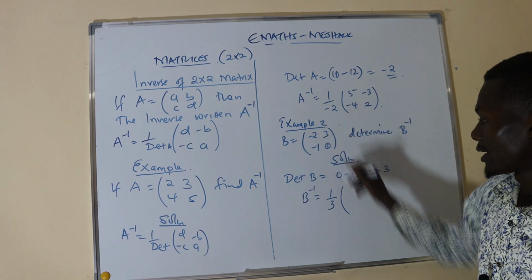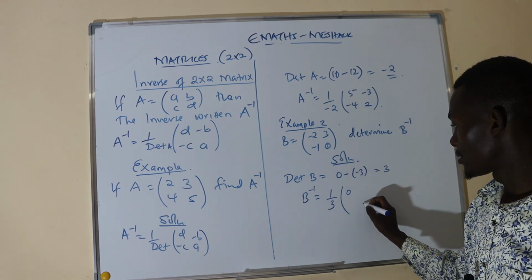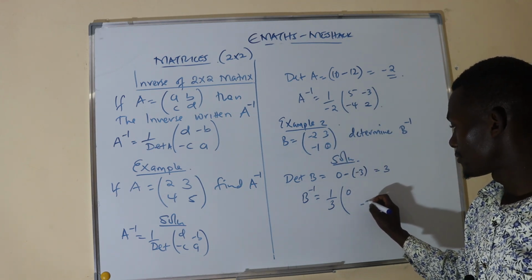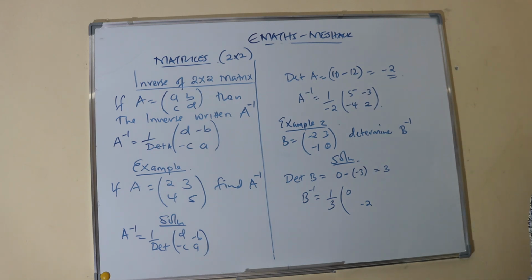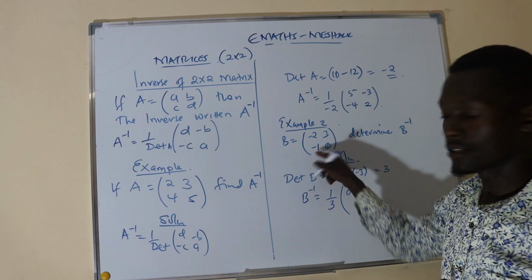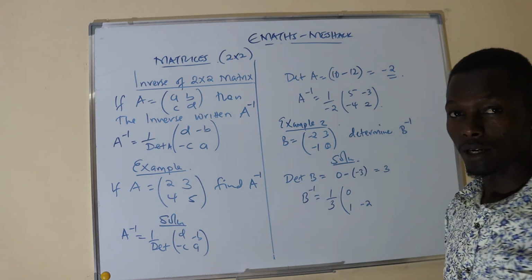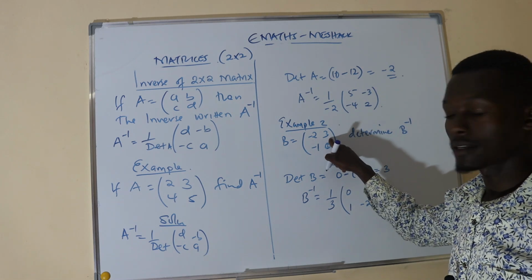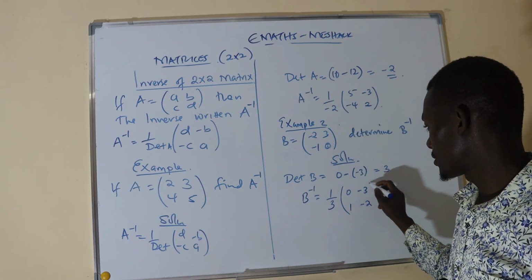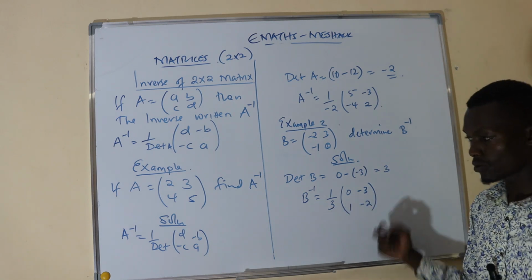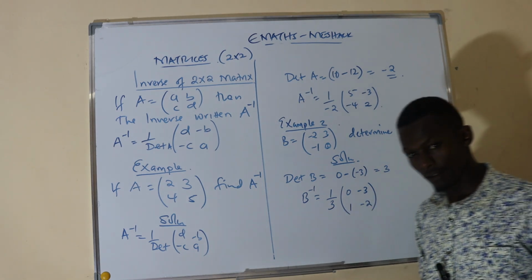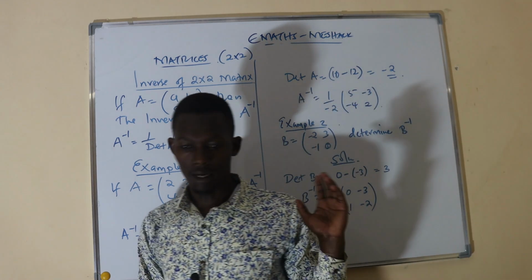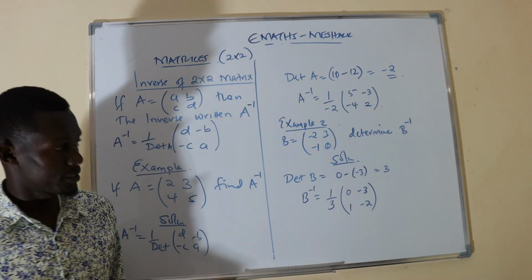Interchange the values in the main diagonal. So we shall have 0 there, and we shall have -2 there. Then change the sign of the minor diagonal. So this one is -1, it becomes +1. We shall just write 1 without the positive sign. Then this one is 3, so it becomes -3. Therefore, this is the inverse of that particular matrix.